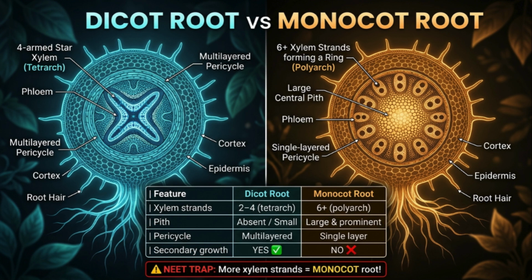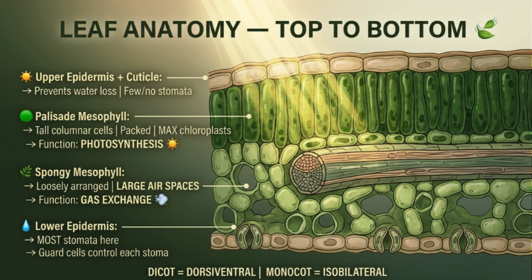3. Secondary growth. Dicot roots can undergo secondary growth through the pericycle and vascular cambium. Monocot roots cannot. Their pericycle is only a single layer thick, and there's no mechanism for lateral meristem activity. These three differences, strand count, pith, and secondary growth, will appear in NEET. I promise you that. Now let's look at the leaf, the organ where it all comes together.